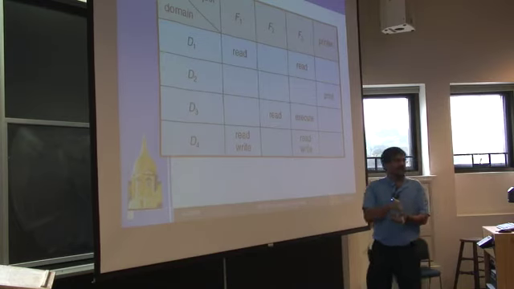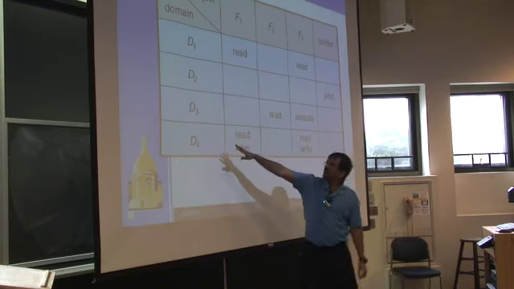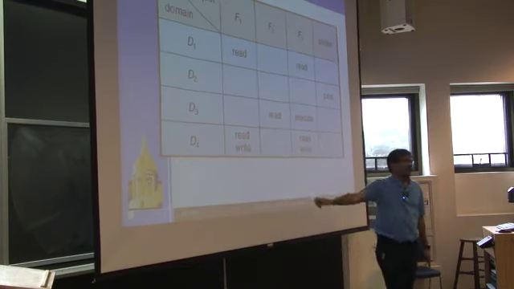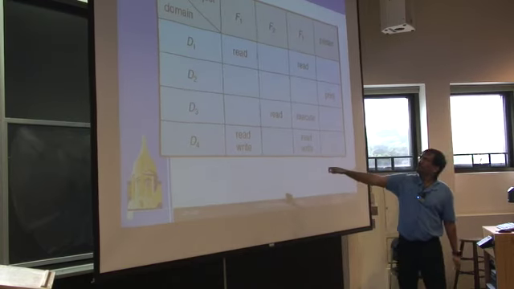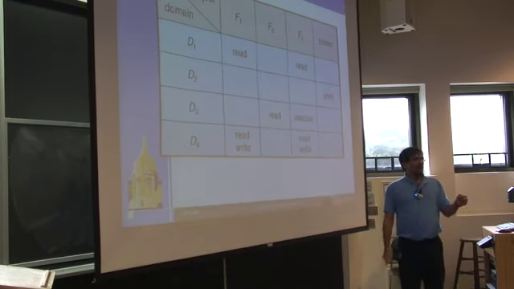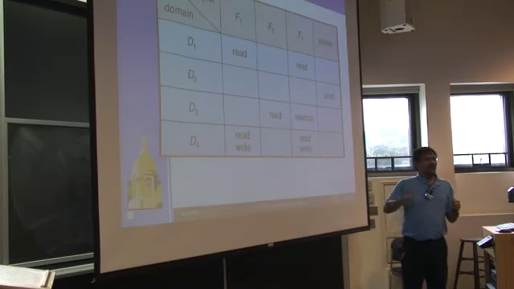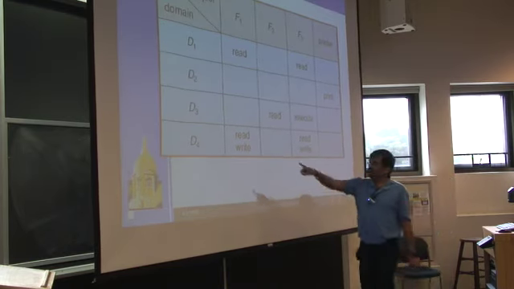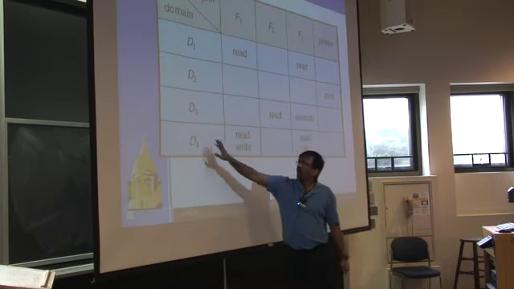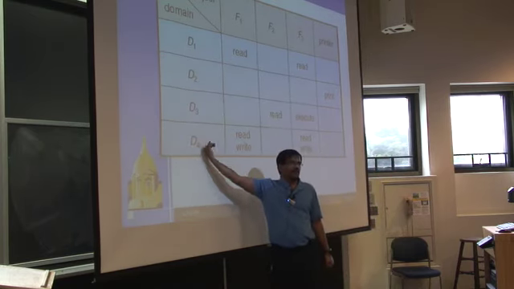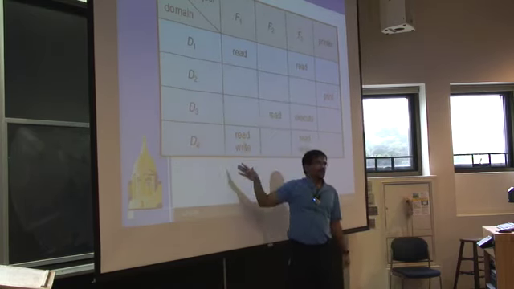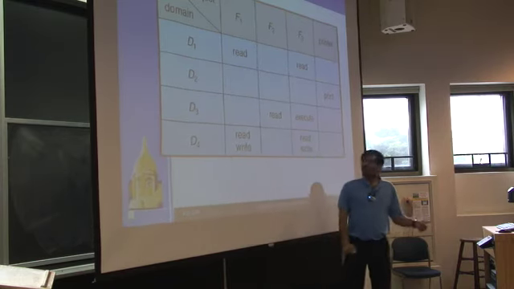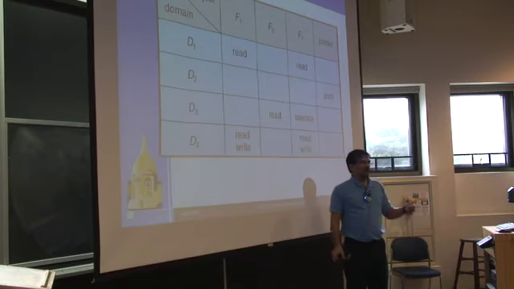sorry, I used the opposite word, but essentially, I can keep track of all the rows or all the columns. If I go by column, that means for F1, I'm keeping track of all the domains and what they can do with it. If I go on the row base, I'm saying all the stuff that I can do. This is called a capability list. This is called an access list. Access list says that for file 1, D1 can open, D4 can do read and write.